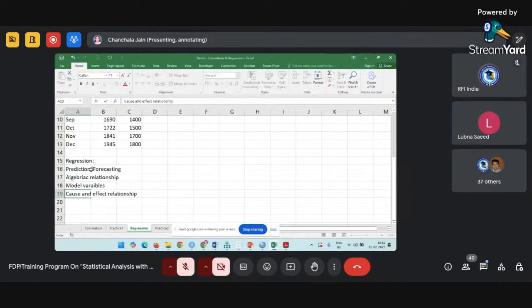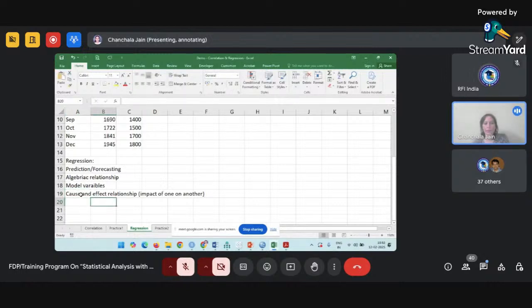That is the impact of one on another. This type of study uses regression. So these are the uses of regression, right? I think all four are. Is it clear?